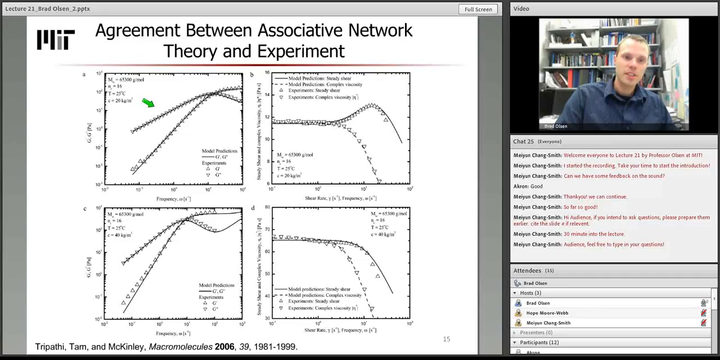And then what you see in the solid lines is the comparison to the theoretical prediction from Tripathi, Tam, and McKinley. And the theory actually matches very nicely, capturing all the qualitative features and much of the data quantitatively for these systems. And so this gives us a sense that this idea of physical networks with equilibrium between bound and unbound states, and then force-activated dissociation and rearrangement of a network, really effectively captures a lot of the properties of the gels in terms of mechanical response.